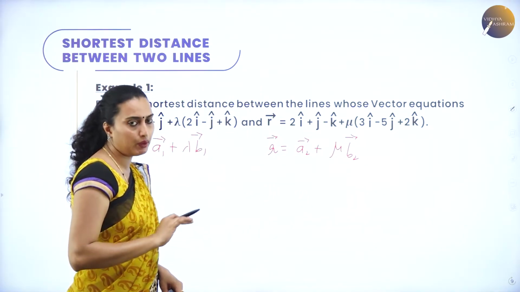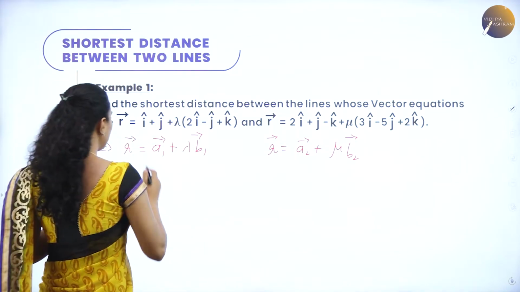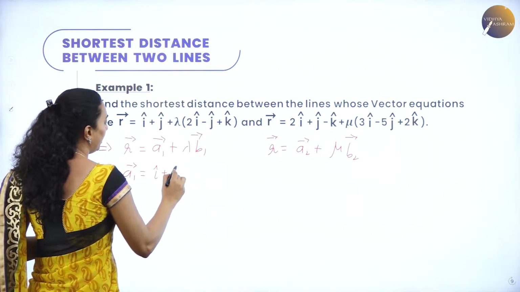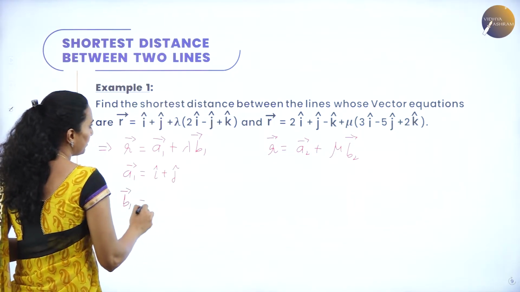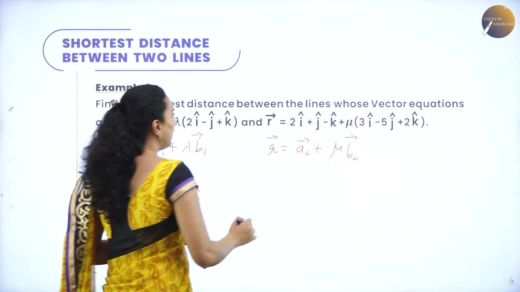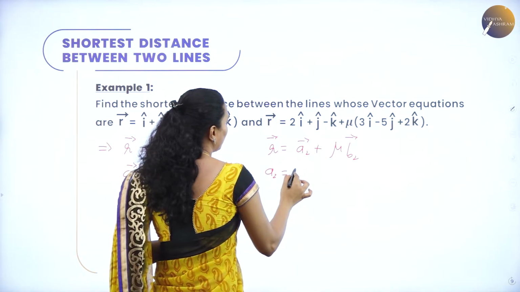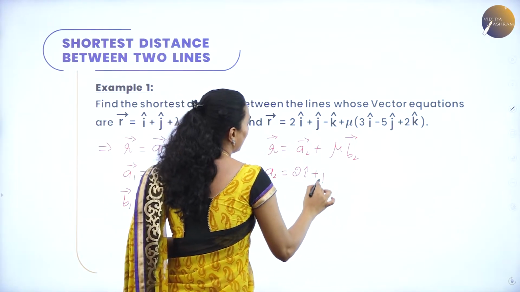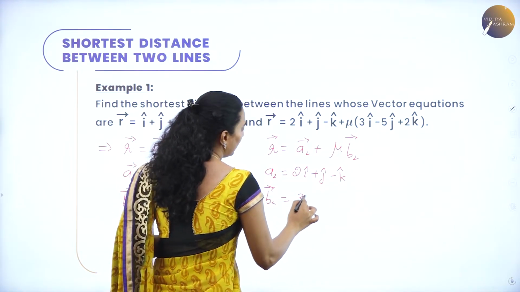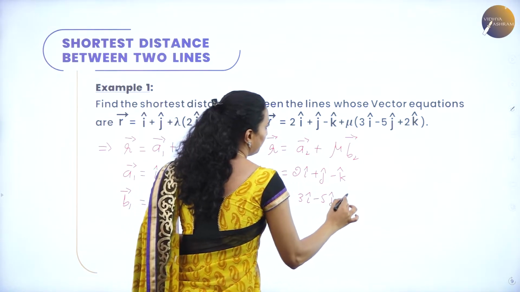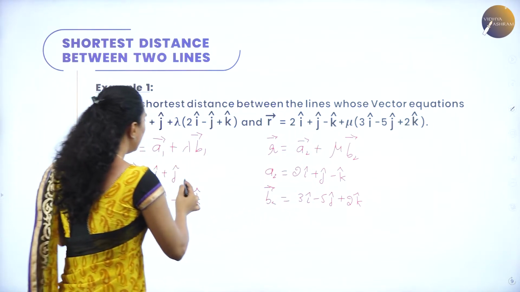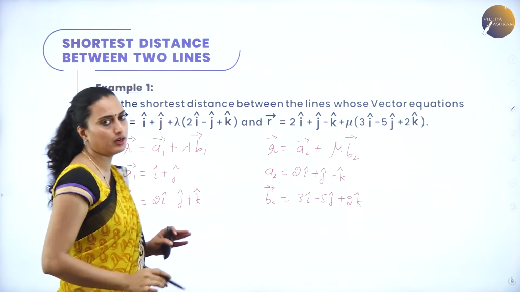Now you can compare what is A1, A2, B1, B2. So A1 vector is equal to i plus j, and then B1 vector is equal to 2i minus j plus k cap, correct? Similarly, you have A2 is equal to 2i plus j minus k. Again, B2 vector is equal to 3i minus 5j plus 2k. Dears, are you getting? I am comparing this. B2 is here, A2 is here. Similarly, A1 is here and B1 is here. Got?